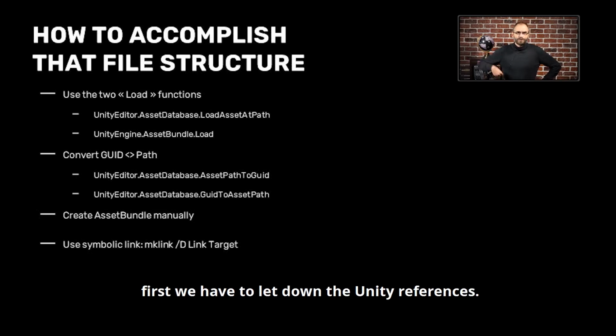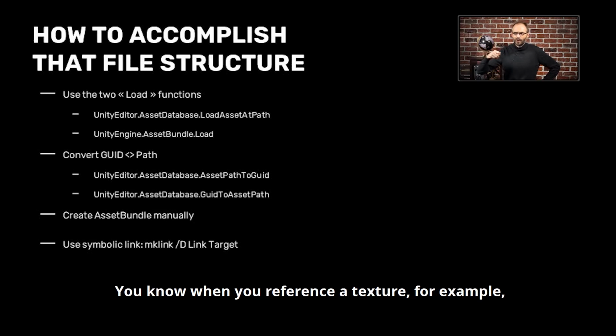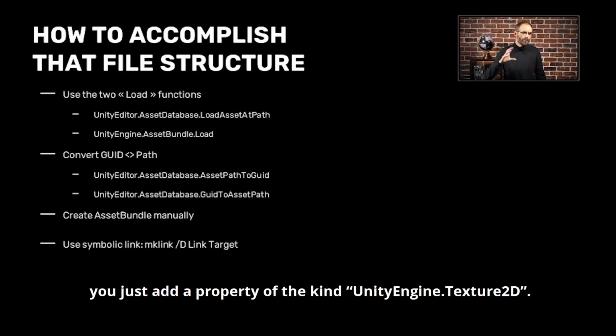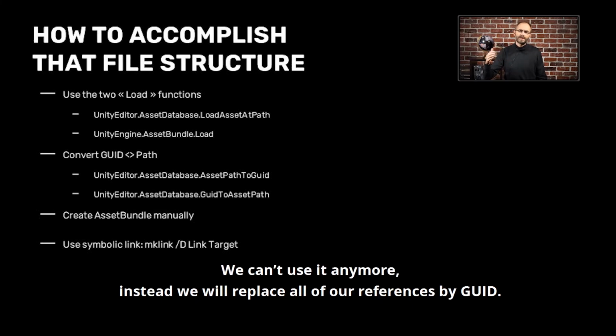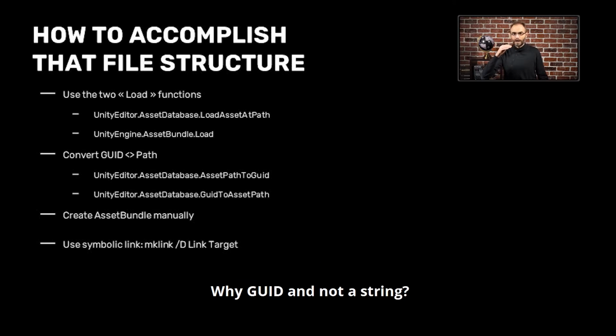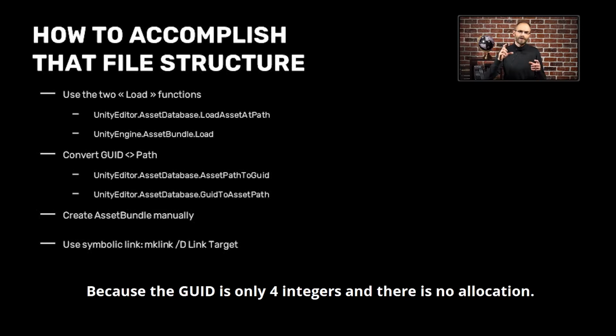First, we have to let go of the Unity references. You know, when you reference a texture, for example, you just add a property of type UnityEngine.Texture. Today, we can't use it anymore. Instead, we replace all of our references by a GUID. And why a GUID and not a string? Because the GUID is only 4 integers and there is no allocation.